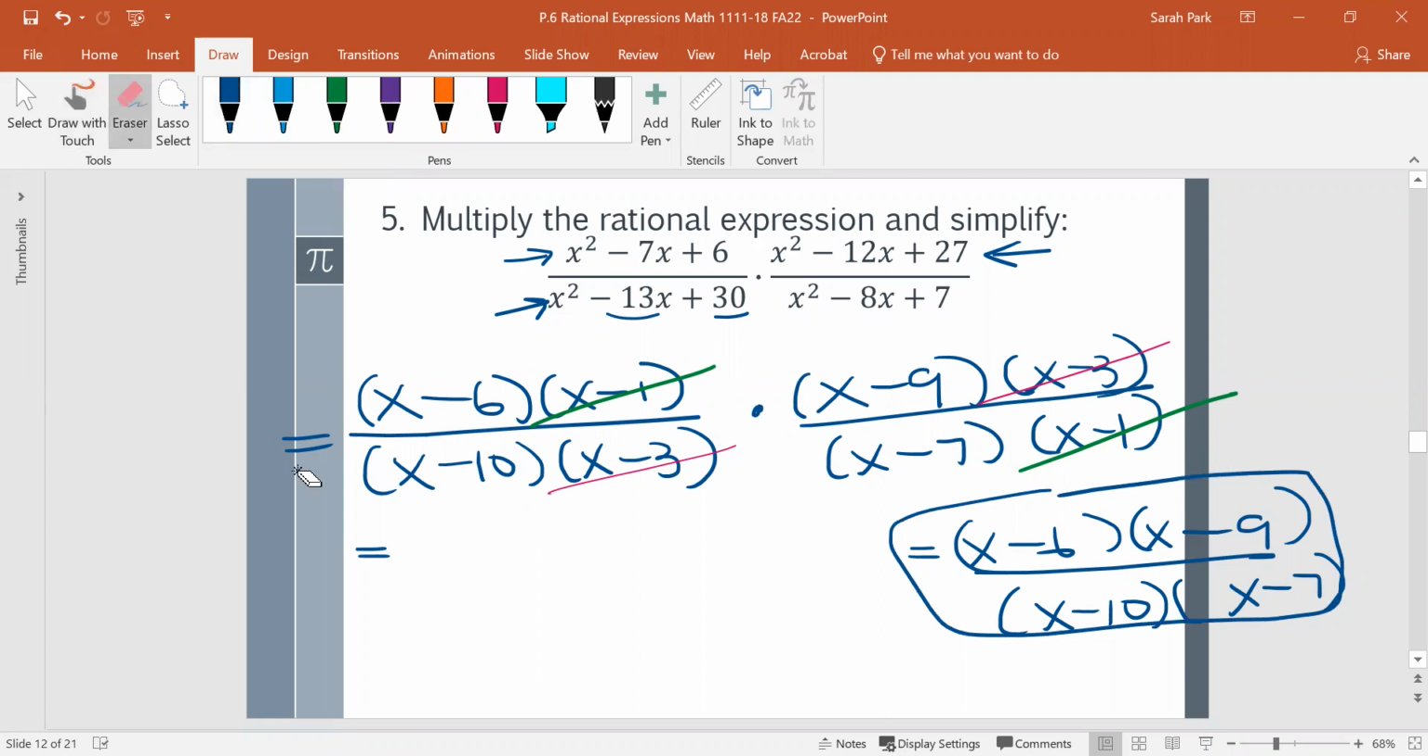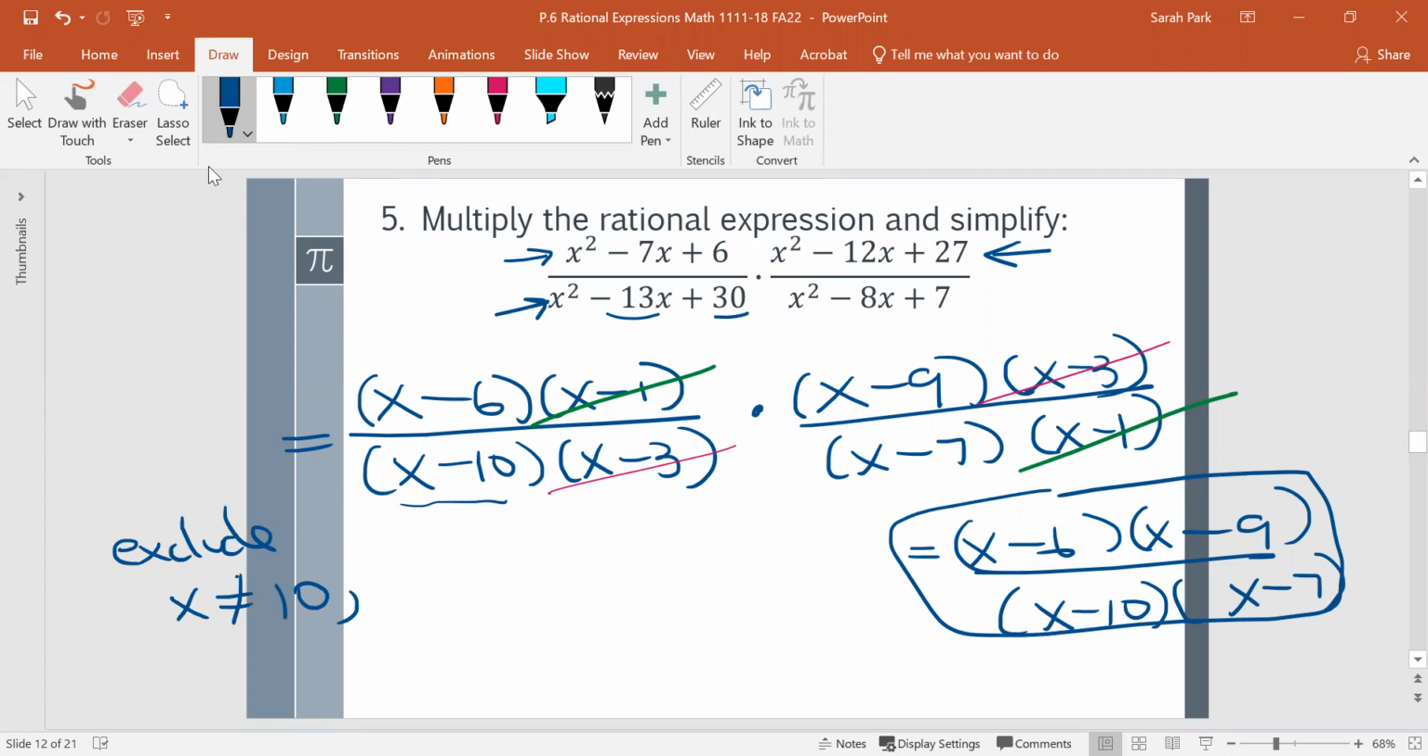Okay, so now let's think about what numbers we exclude, because we also need to find the numbers to exclude. So the number to exclude from x minus 10 is positive 10, because 10 minus 10 will make that 0. And from x minus 3, it's going to be positive 3. From x minus 7, it's 7. And from x minus 1, it's 1. Because all those numbers, if we substitute them back, will make the denominator equal 0.